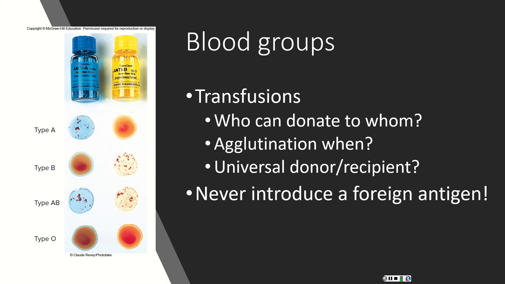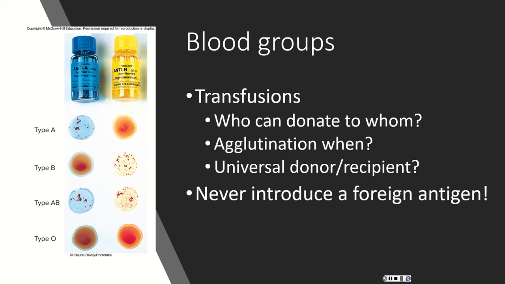So to tie everything up, we've talked about blood groups. Let's talk about transfusions, when someone is giving or receiving blood. Who can donate to who? Well, what it comes down to is never introduce a foreign antigen. You can put any antigens at all into a person as long as they already have them, but never put in a foreign or new antigen. Never introduce a foreign or new antigen.